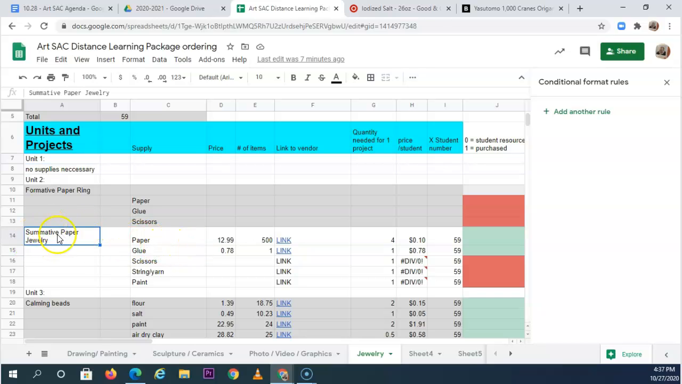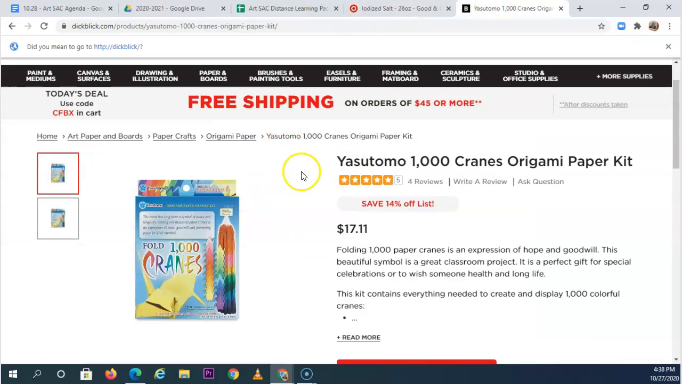So this is the summative paper jewelry, and the supply that they need is paper. Now I don't want to get them any old regular paper. I'm going to get them this Yasutomo 1000 Crayons Origami Paper Kit, and it's $17.11.